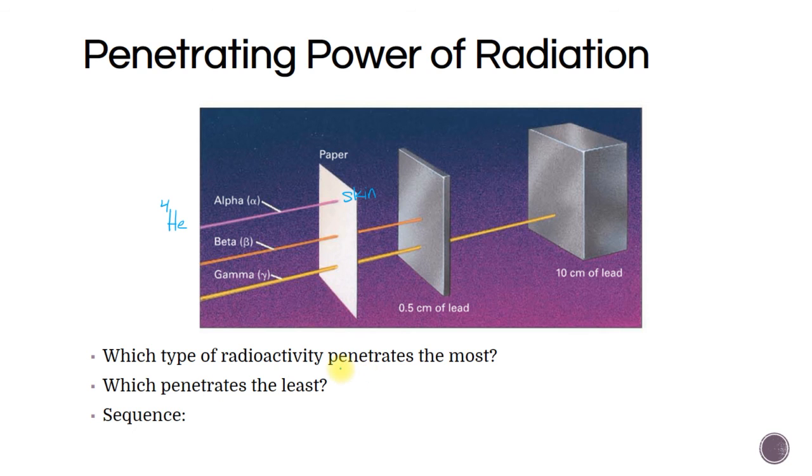So the question here, penetrates means which goes through the most, right? Which type of radiation goes through the most amount of matter? And the answer there, of course, is gamma particles. The least penetrating radiation is alpha.